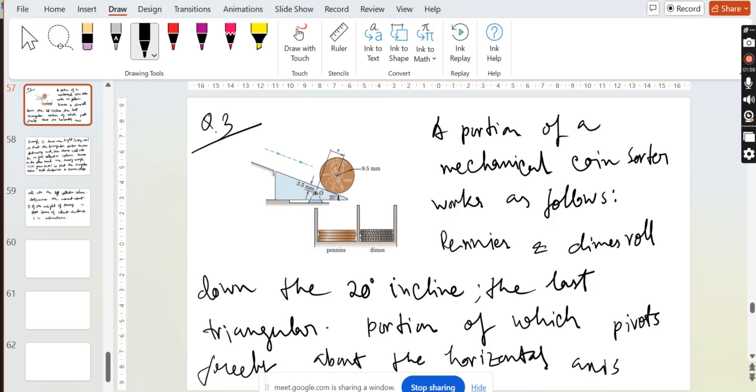When the dimes roll down, the dimes are lightweight, so it remains stationary. So this falls into there. But when the pennies come to this portion, this becomes movable, and this moves in a clockwise direction. So the pennies fall into there. So we have to determine the moment about O of the weight of the penny in terms of the slant distance s in millimeters. So this is the slant distance in millimeters.